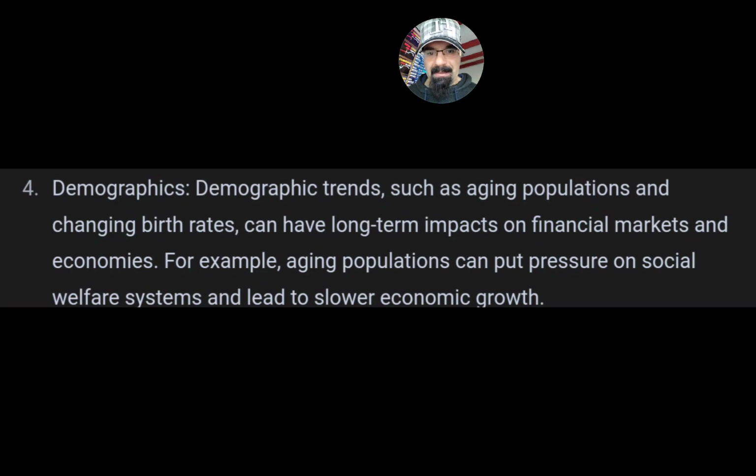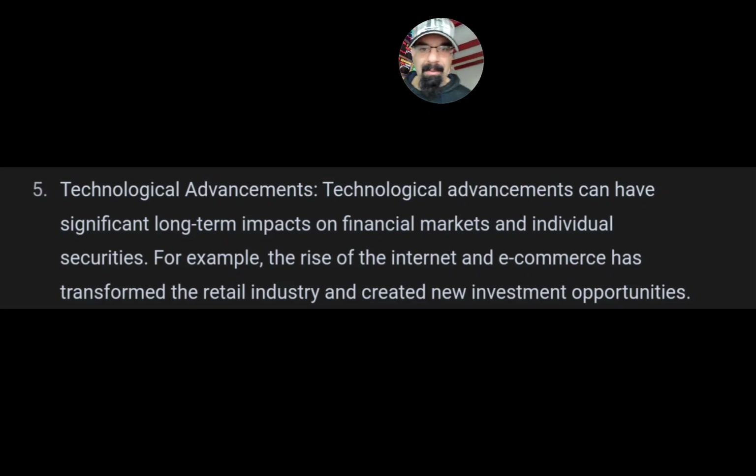Demographics. Demographic trends such as aging populations and changing birth rates can have long-term impacts on financial markets and economies. For example, aging populations can put pressure on social welfare systems and lead to slower economic growth. And when you have slower economic growth, not as much money is going to be going into the speculative assets.